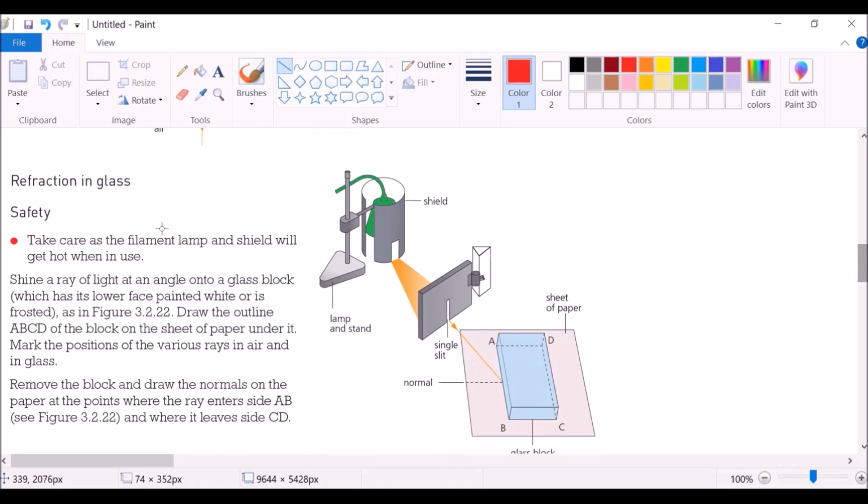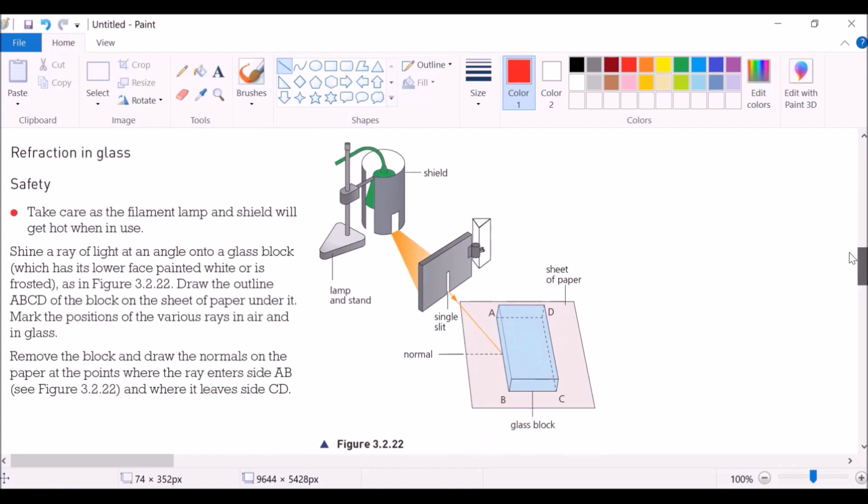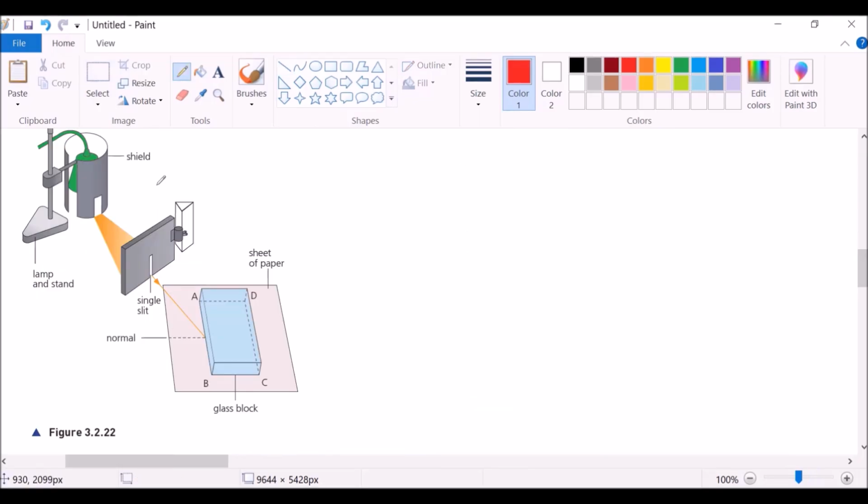Now, let's look at refraction in glass. What experiment could we do? This is the experiment we could set up. For this experiment, we require a lampstand with a shield so that light is restricted when coming out. We also require a single slit to allow a narrow beam of light out. We also require a glass block, a sheet of paper, a pencil, and a protractor.